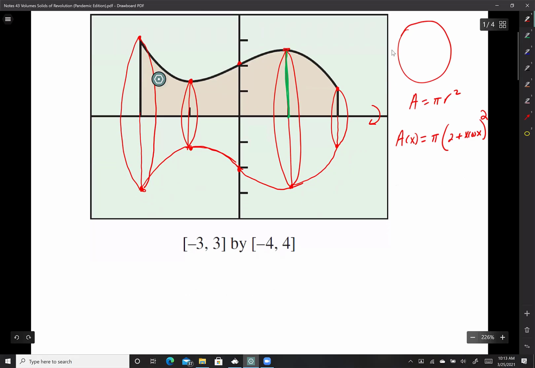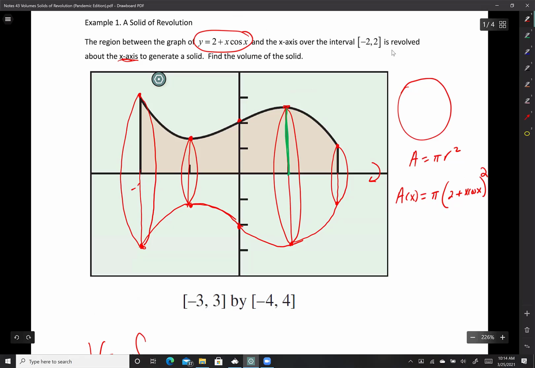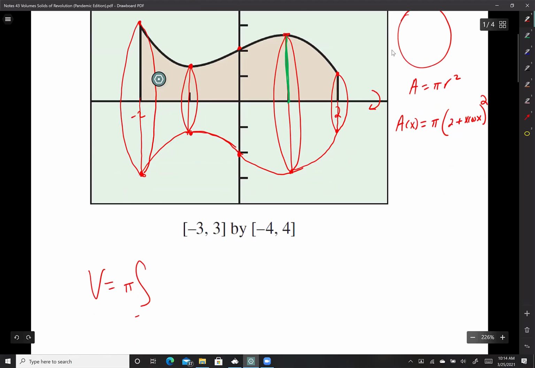So how do I find volume? Volume equals integral. It's pi r squared. I'm going to put the pi on the outside. That's common practice because it's a constant. I need limits. This looks like -2. And this looks like 2. So -2 to 2. And then the radius squared. Parenthesis 2 plus x cosine x, close it, put a square on it. dx.